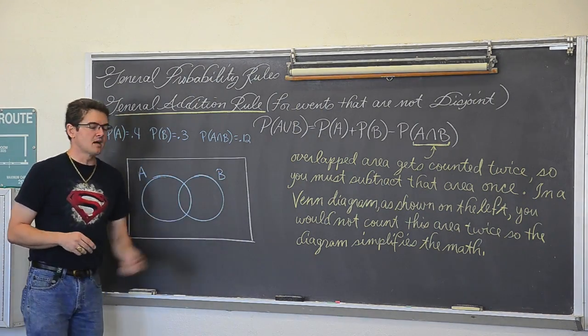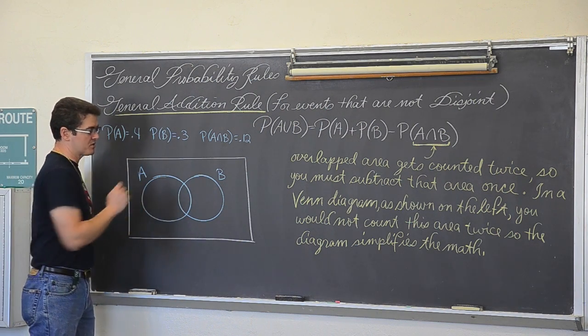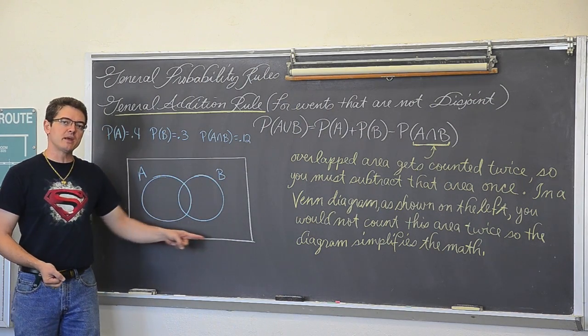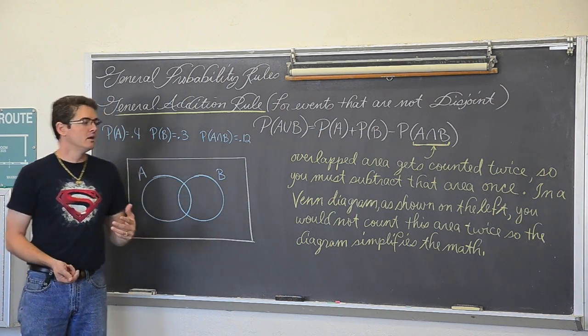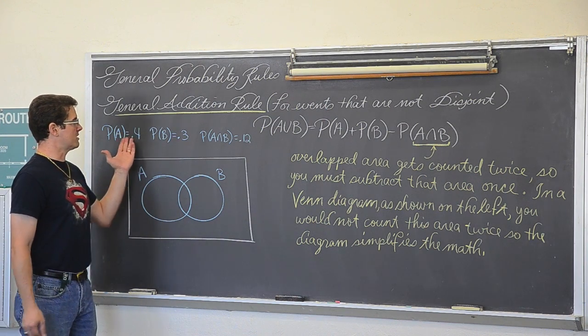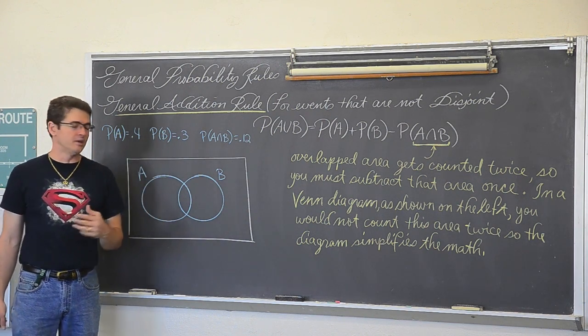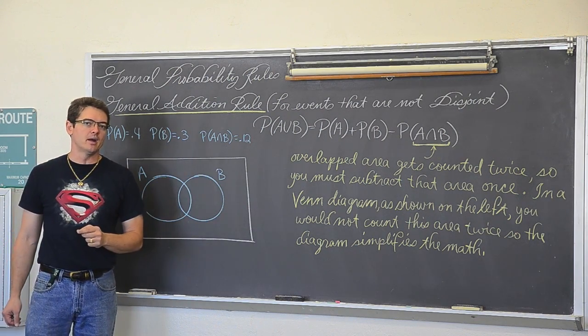Now, here's the Venn diagram. We have event A, event B. We have an overlapped area, which is going to be A and B occurring together. And then we have some empty space around those circles because maybe A and B don't occur at all. If it's a survey about somebody drinking Coke or tea, maybe somebody doesn't drink either one of those. Well, that probability would be found in the outside area of this Venn diagram.